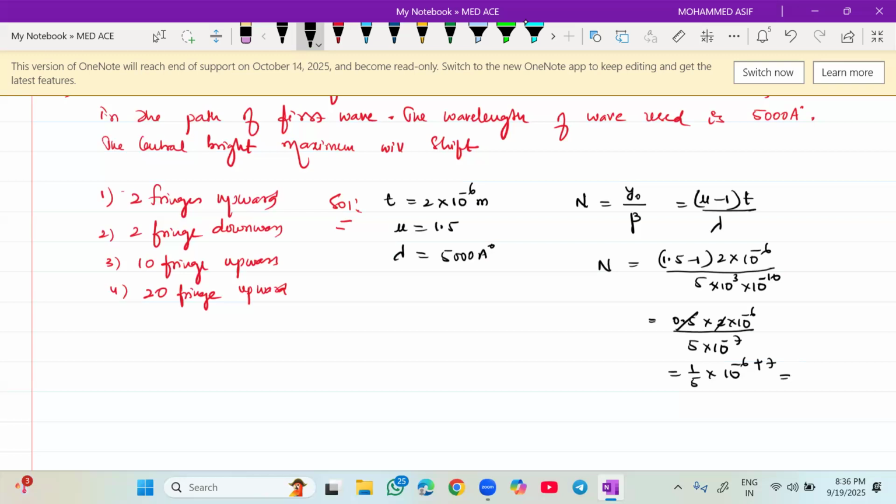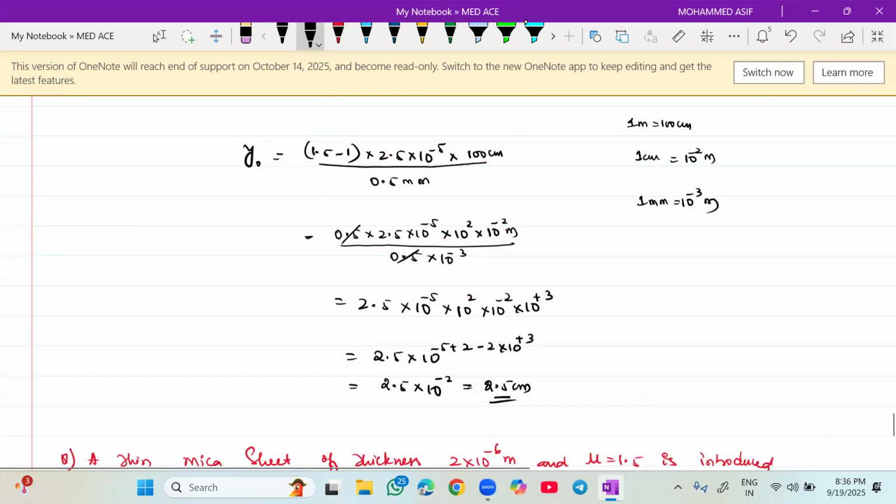10 divided by 5 will be equal to 2. Two fringes in which direction? Upward or downward? Upward only, no? Wherever you keep the thin sheet, in that direction the fringes will be moving.